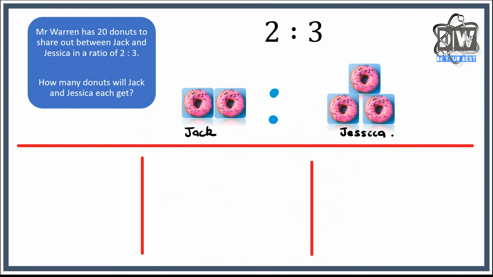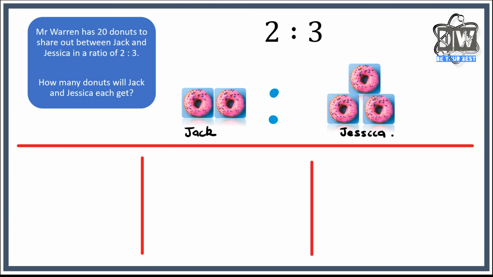But this time we've got 20 donuts, and this time we've got a ratio of 2 to 3. So for every 2 donuts Jack gets, Jessica gets 3. He likes more donuts now. Let's just look at it that way. So first step, and this is the last one I'm going to do with you, and then you're going to do the rest on your own.